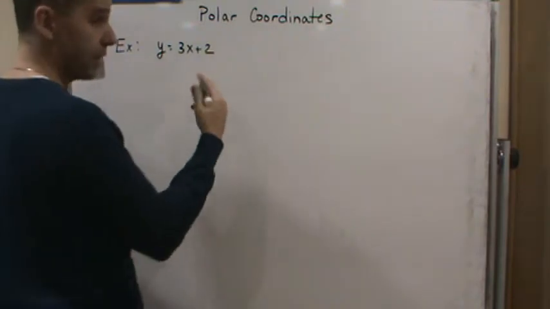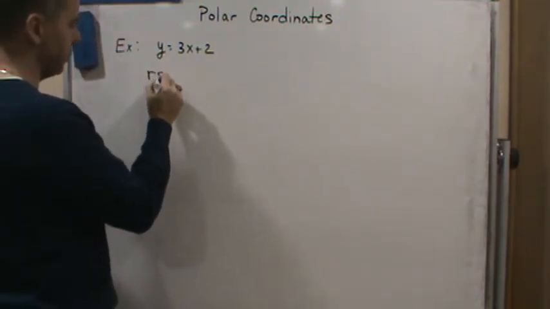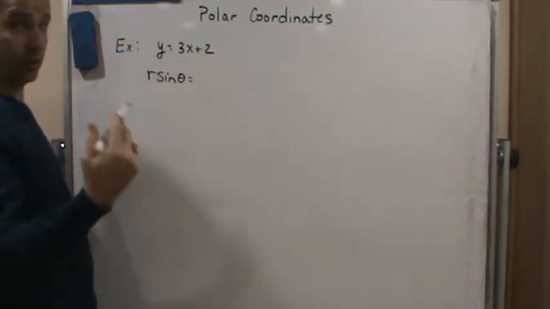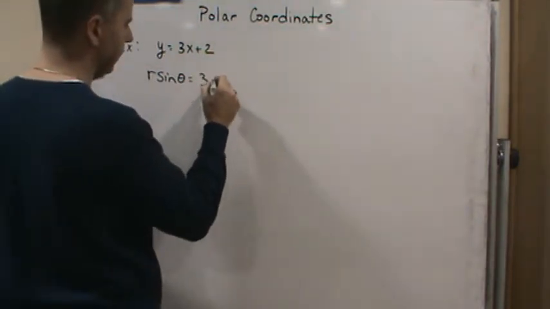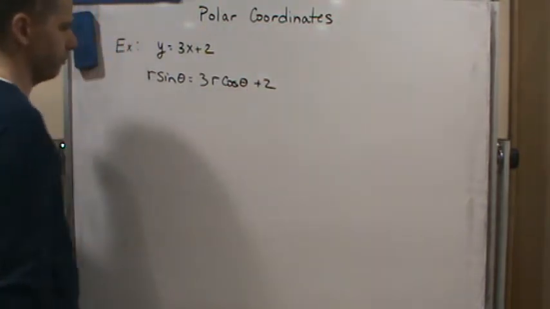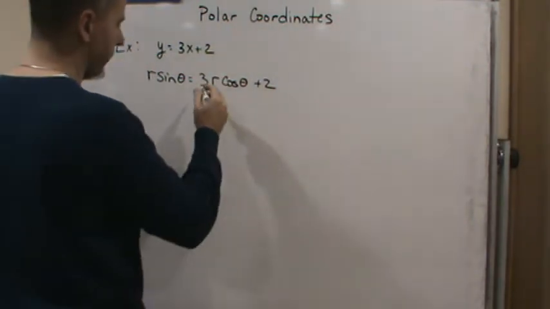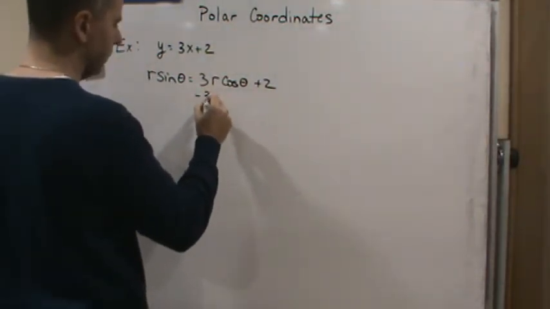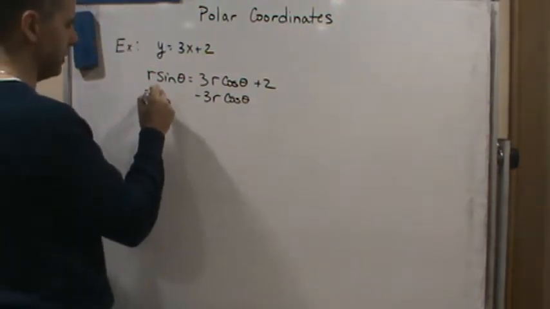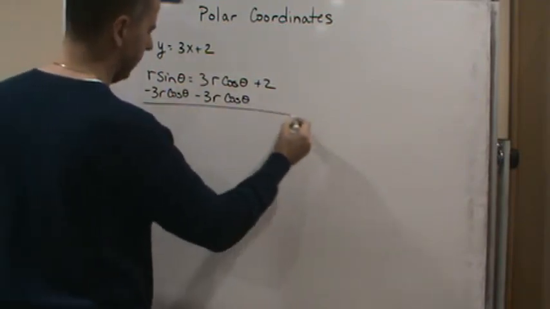Well, let's use our substitution. Well, y is going to be r sine theta, so we'll just make that substitution. X is r cosine theta, so we're going to do 3 times r cosine theta plus 2. And now I'm going to solve for r. Okay, so I'm going to subtract 3r cosine theta from both sides. Okay. And so what do I get?